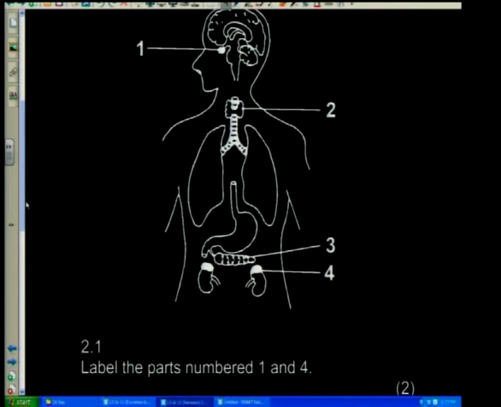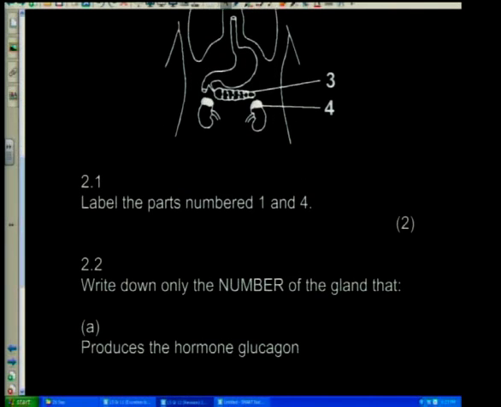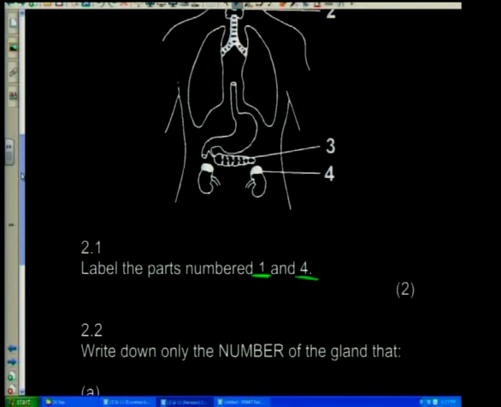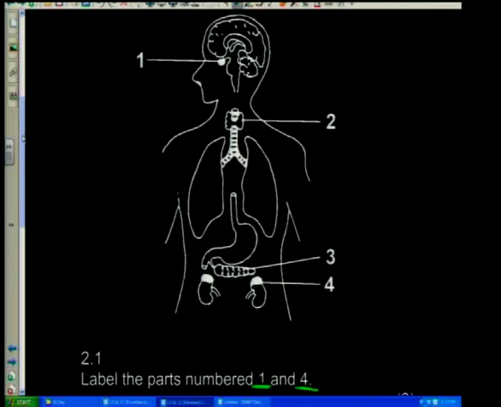Label the parts numbered 1 and 4. In this case, they're asking for 1 and 4. Let's just do that. I'm hoping I get this right. Okay. 1 and 4. They didn't ask you 1, 2, 4, just 1 and 4. So you only had to do 1 and 4. So label. And we always label on the diagram.